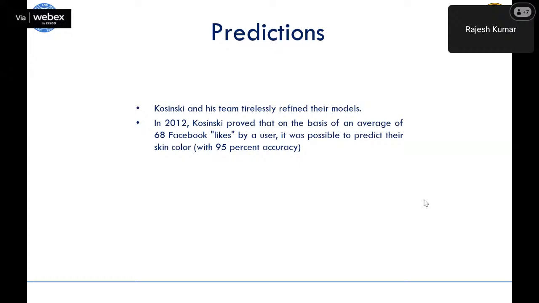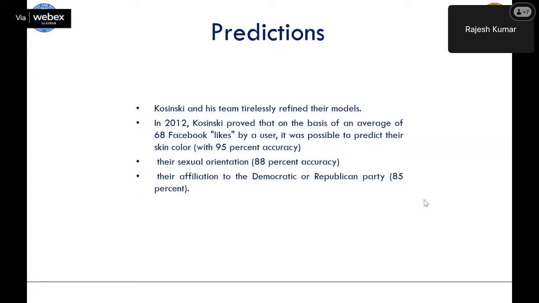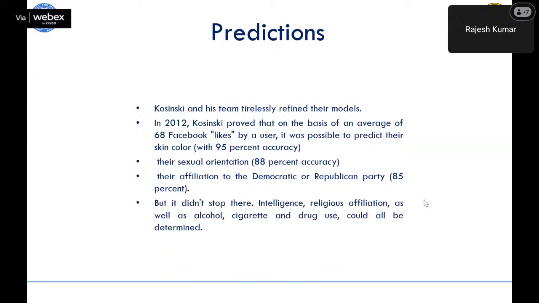And think of it, he's not checking your images so that he can tell you what your skin color is. The input the team is taking is the number of likes, but they can predict with 95% accuracy. And then they can predict sexual orientation, predict which type of government you prefer, democratic or republican. And not only this, they added so many things to it.